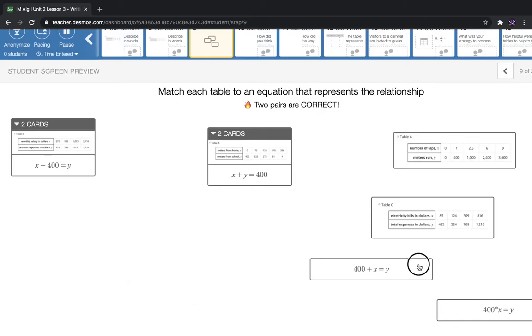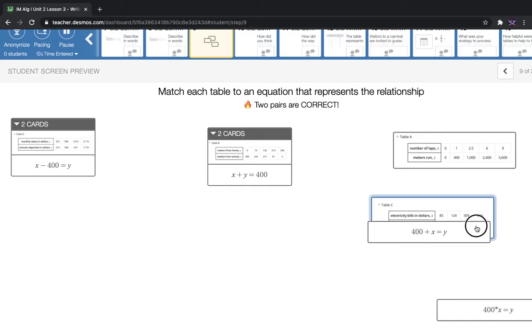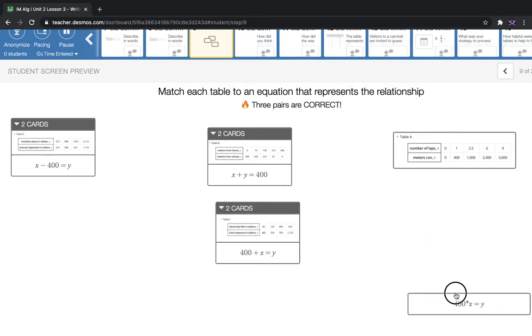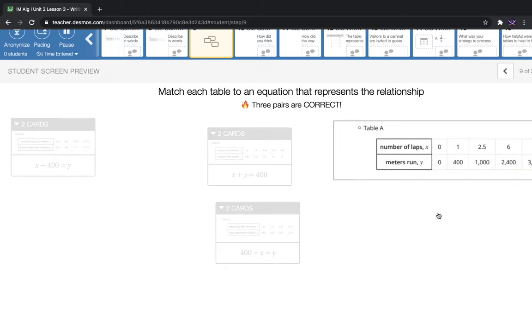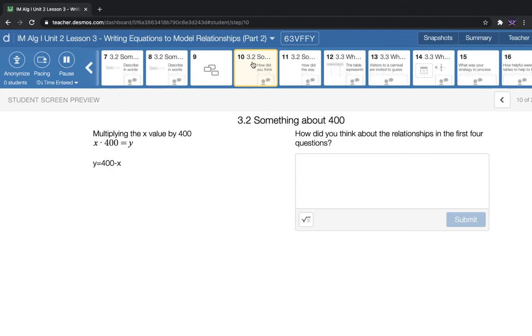Okay, so now we're like, all right, how do I do that? But let's look at table C in this equation right here. 85 plus 400, does that give you 485? Yup. 124 plus 400, does that give you 524? Yup. So there is that one. And now we look here. Hey, this is 400 times x equals y. Is that right? Well, 400 times 0 is 0. 400 times 1 is 400. I would say it is. Oh, and let's put those together. All right. So when we see here multiplying the x values by 400, x times 400.